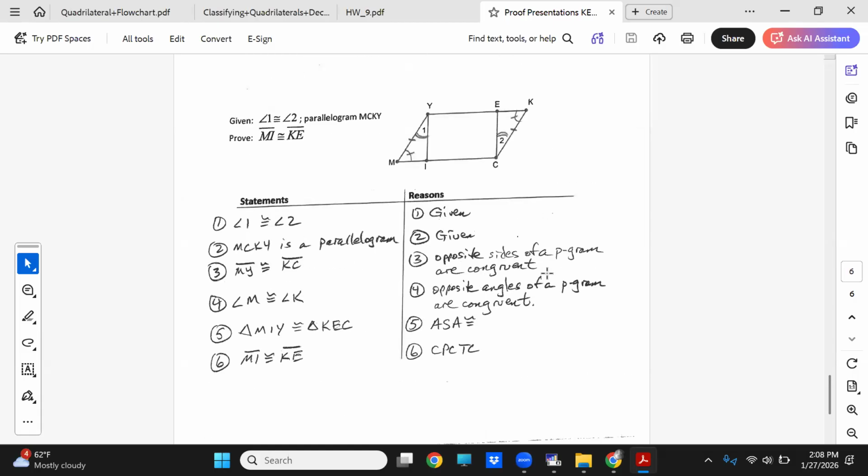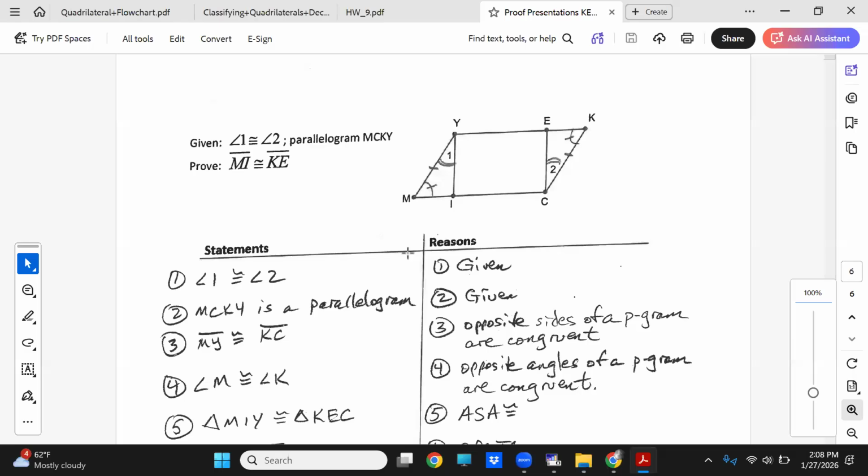Okay, so before Connor talks about their proof, just so you guys know what they did: they also had a parallelogram, and they're also given angle 1 and angle 2, where angle 1 is off to the left and angle 2 is off to the right. They had to prove that MI and KE, these shorter sides, are the same. So probably they're going to have to prove the triangles are congruent and then do a CPCTC situation. So I'll let you guys go.